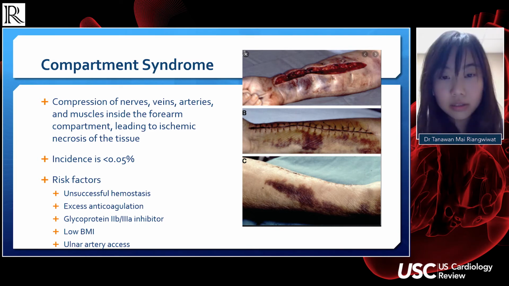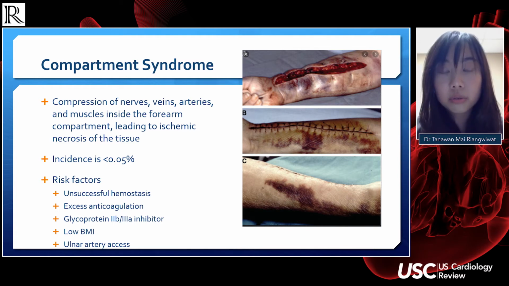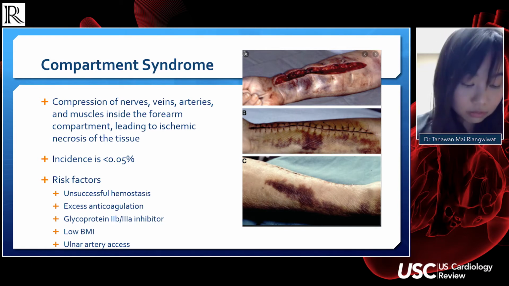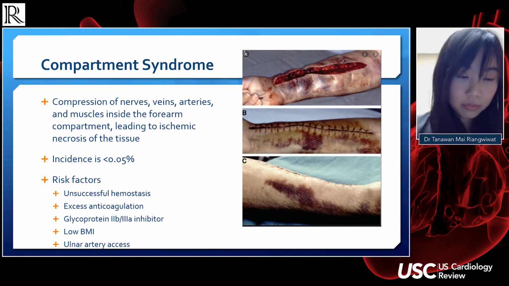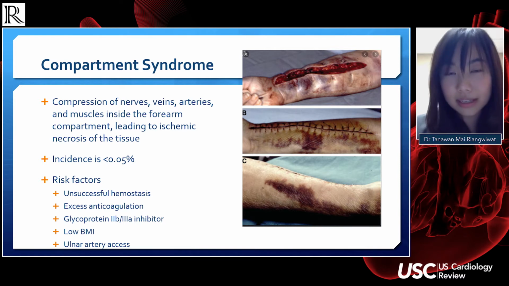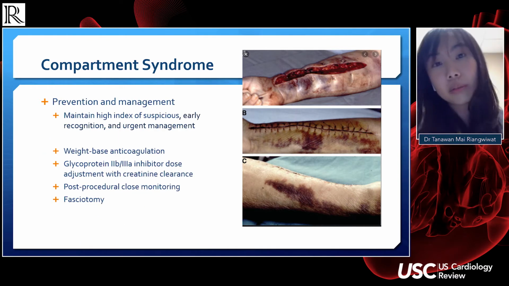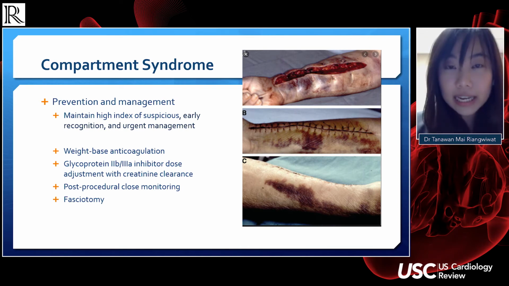And the one thing I want to mention is the ulnar artery access. If you do use the ulnar artery access, you should try to avoid getting the access too proximal from the wrist, because the more proximal, the more difficult to get hemostasis, and it's more difficult to compress it against the bone. Now, the treatment of compartment syndrome: the main thing is prevention, because we maintain a high index of suspicion.